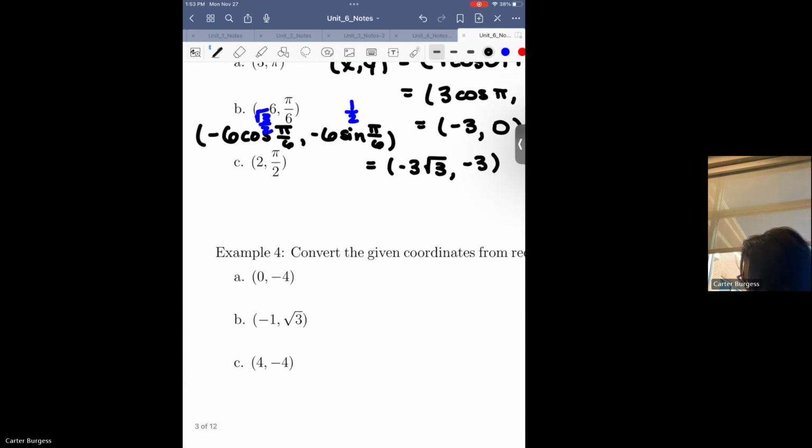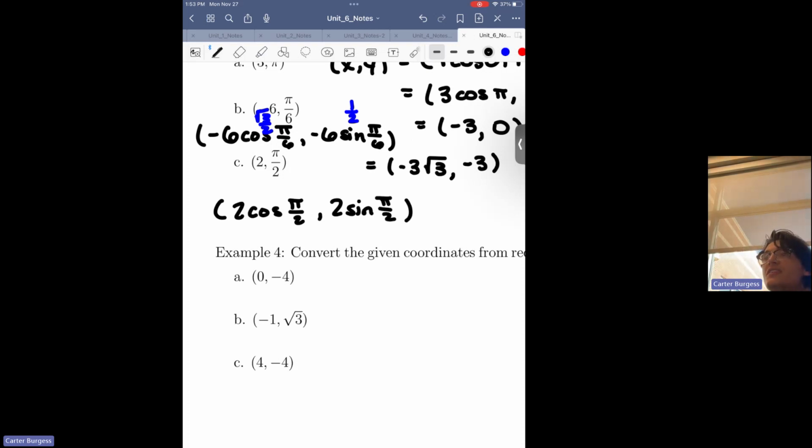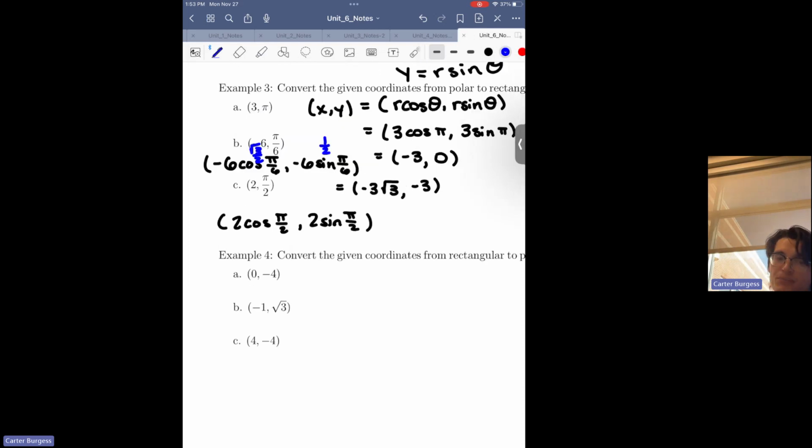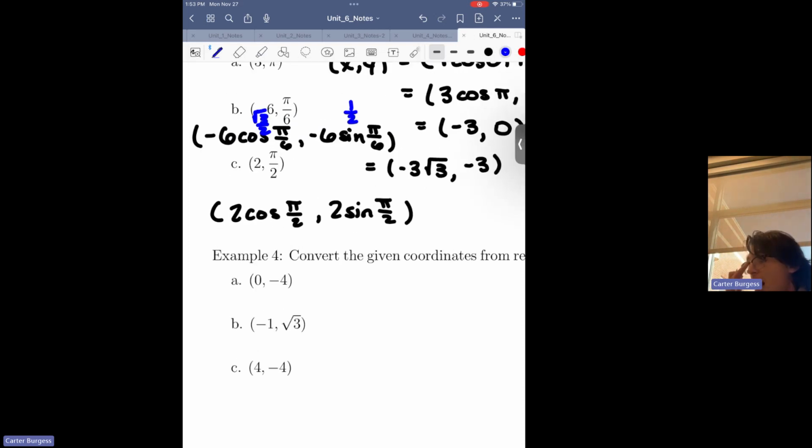Likewise for C, this is 2 cosine of pi over 2 and 2 sine of pi over 2. You don't have to do this all at once if it's easier for you to set up an equation for x and an equation for y. That's fine. I just don't find it to be particularly more difficult this way. What is cosine of pi over 2? 0. What is sine of pi over 2? 1. I get that this is the point. 2 times 0 is just 0. 2 times 1 is 2.